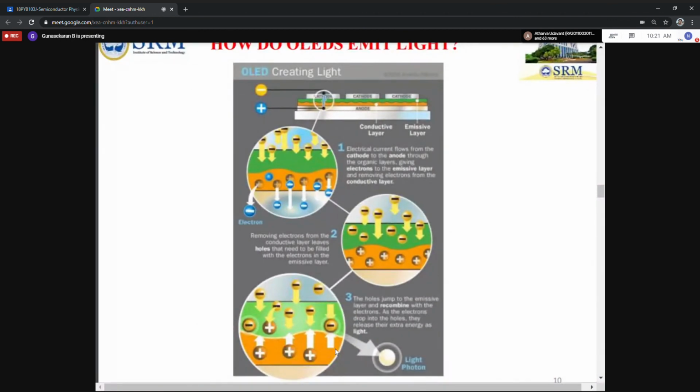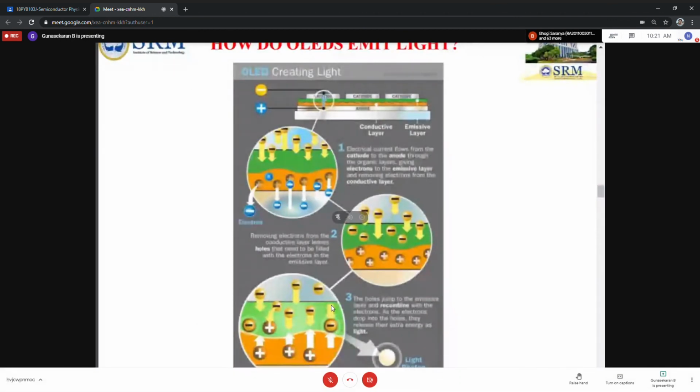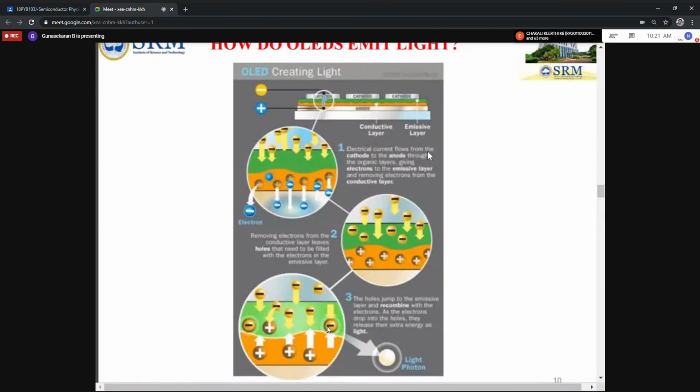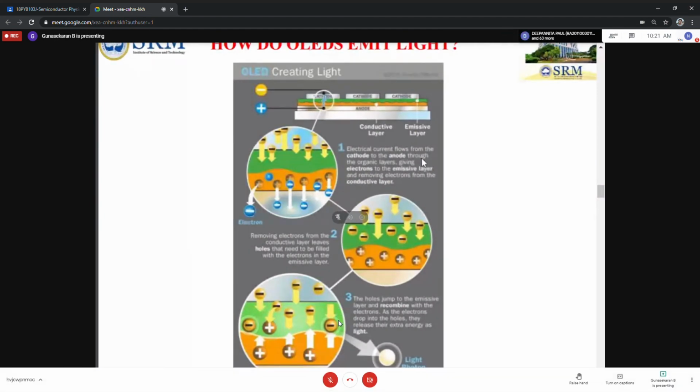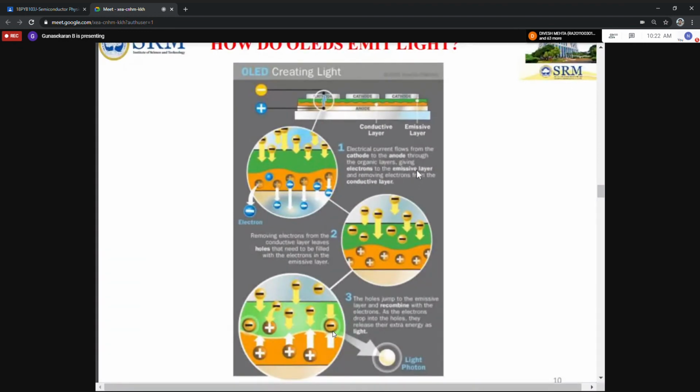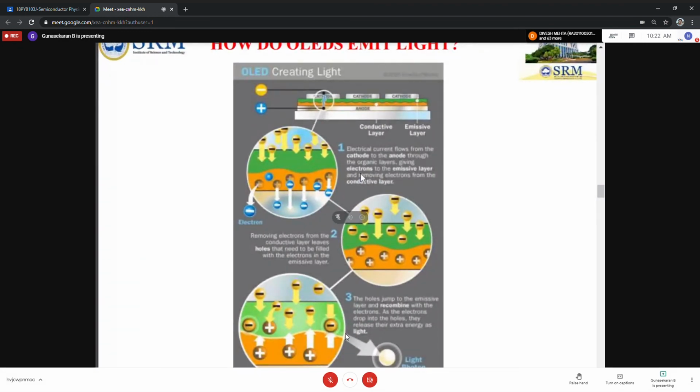the current will flow from cathode to anode. At that time, please understand, the electrical current flows from cathode to anode. At the same time, the cathode gives electrons to where? The emissive layer. Current flows from cathode to anode through the organic layers, and the cathode gives electrons to the emissive layer. Now the emissive layer gets more and more electrons.